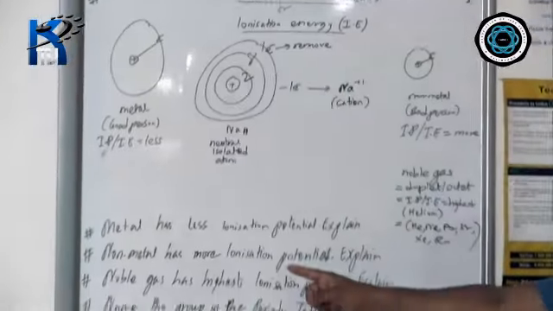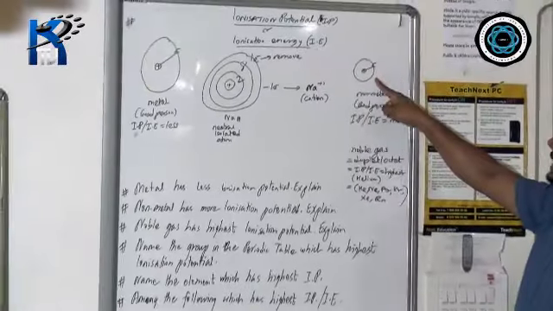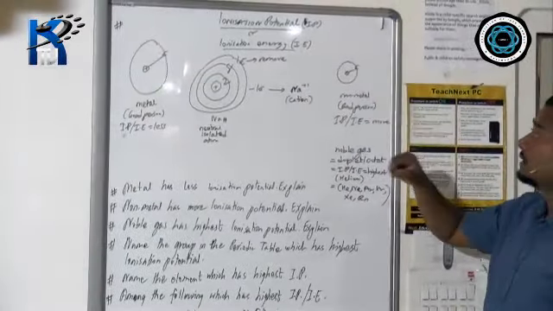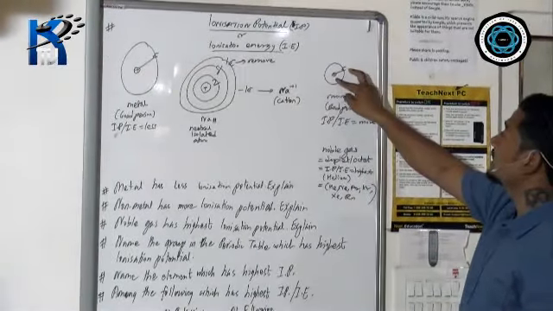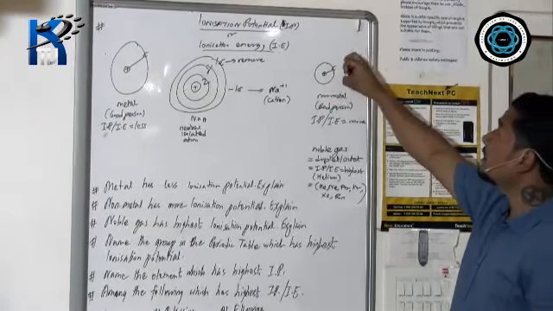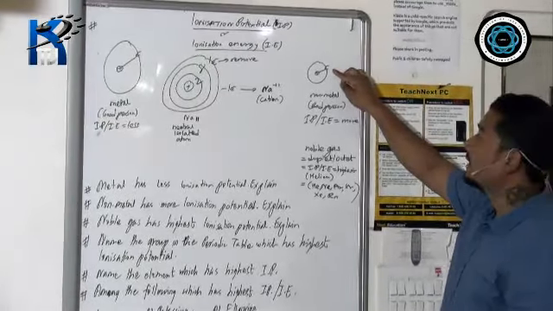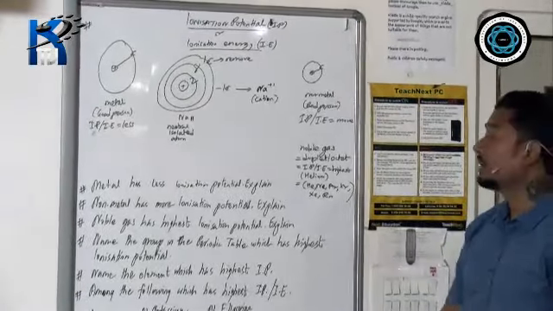Non-metal has more ionization potential. Explain. You can see the picture again. In case of non-metal, the atomic size is small. Therefore, the distance between the nucleus and the outermost electron is less and the force of attraction is more. As a result, more energy will be required to remove an electron from its outermost shell, and more energy means more ionization potential it will have.